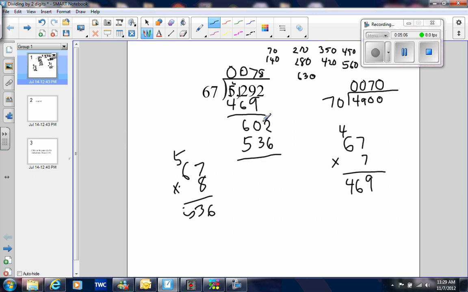536. 2 minus 6 I can't do, so I'm going to do a little regrouping here. That actually didn't have anything for me to group from, so I have to go all the way back to the 6, change that to a 5, change that into a 10, and then I can borrow from it to make a 9. 12 minus 6 is 6, 9 minus 3 is 6, and I do end up with a smaller number here, so that was the right decision.